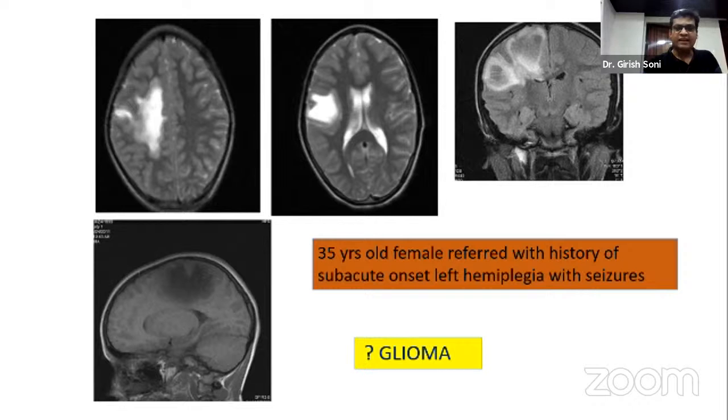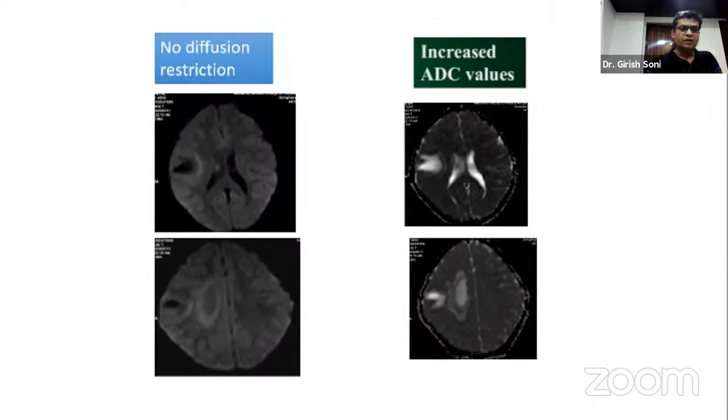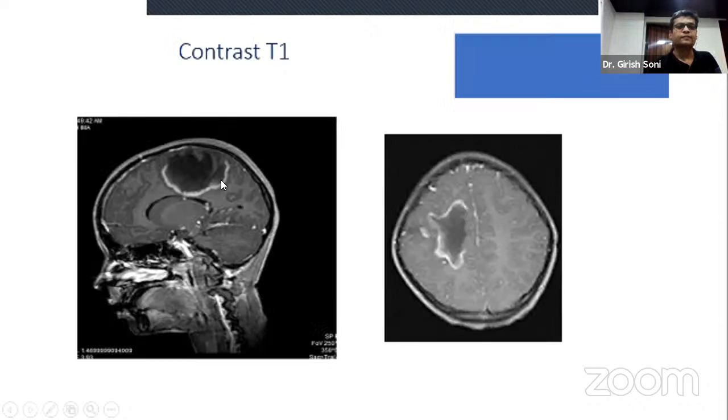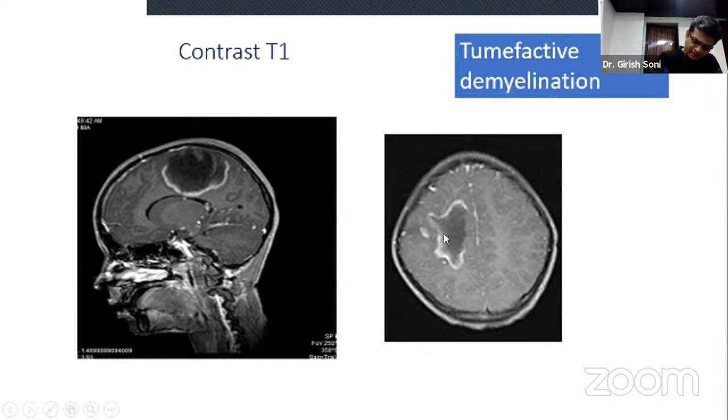So T2 hyperintense, T1 hypo, FLAIR mixed intensity. There is no diffusion restriction, only some wall is showing some diffusion restriction, the wall of the lesion. And this is the contrast. So contrast typically shows open ring contrast enhancement. So this is typical or characteristic of tumefactive demyelination.